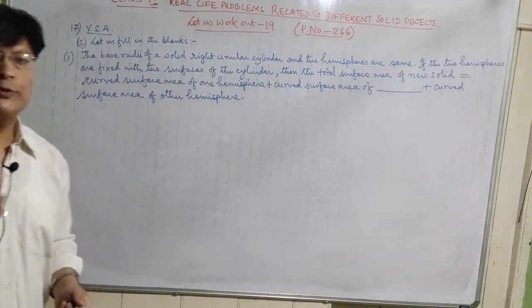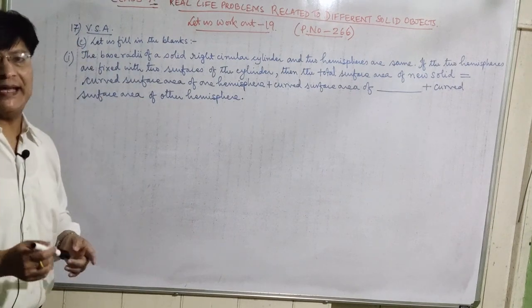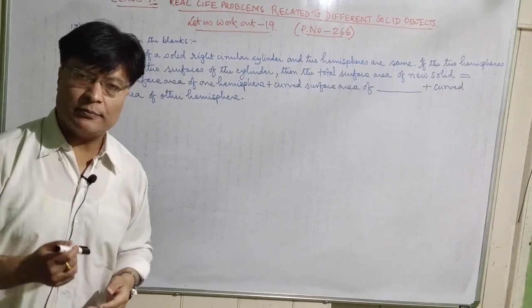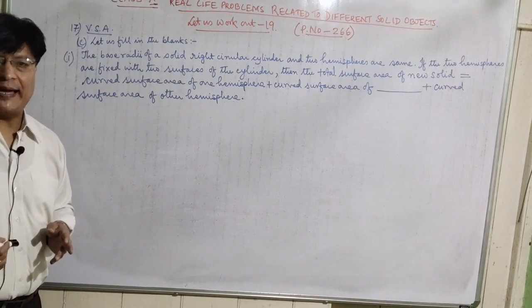So now we will do another type of question, that is 17 number C. Let us fill in the blanks. This is also from very short answer type question. So let us fill in the blanks now.